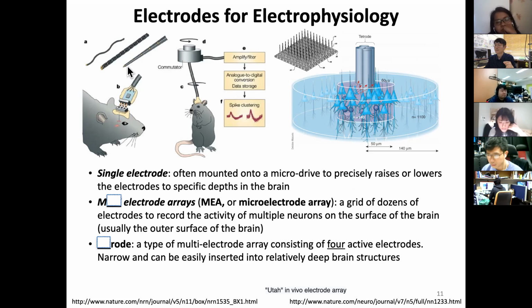But a single electrode is mechanically not that stable. It can bend easily. So people have made four of these to make it more sturdy. You can see that as a type of multi-electrode array consisting of four active electrodes. And this is still narrow enough and can be easily inserted into a relatively deep brain structure, because a single wire might not be strong enough to target deep parts.